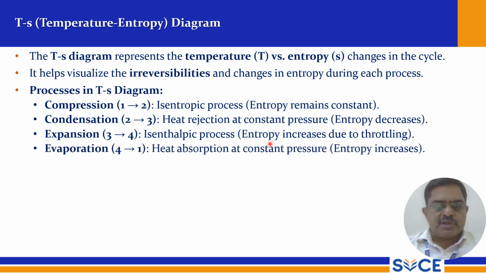And evaporation is heat absorption at constant pressure, so entropy increases during the evaporation process. Entropy decreases during the condensation process. Please remember this point. During the isentropic process, that is 1 to 2, the entropy remains constant. Except for the compression process, all three other processes will have an entropy change.